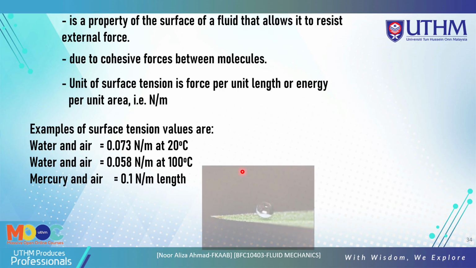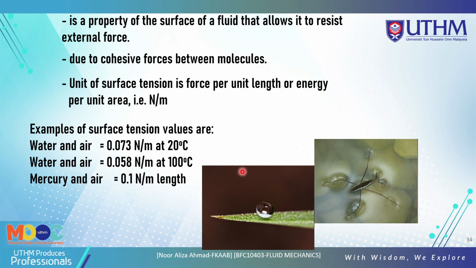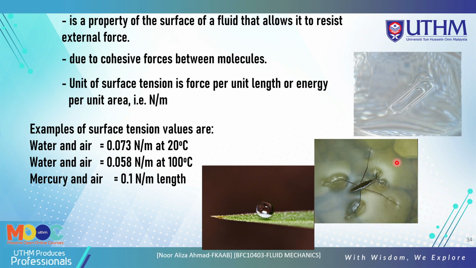Surface tension is a property of the surface of a fluid that allows it to resist external force due to cohesive forces between molecules. The unit of surface tension is force per unit length or energy per unit area. This is the concept of the water drop here, and the insect, the legs of the insect on the water, and also the pin on the water. So the example of surface tension is from the leg of this insect and the water.